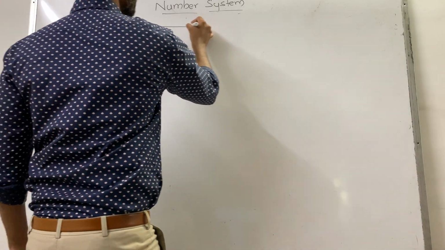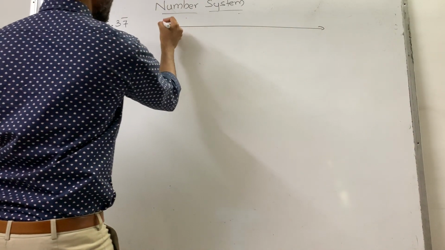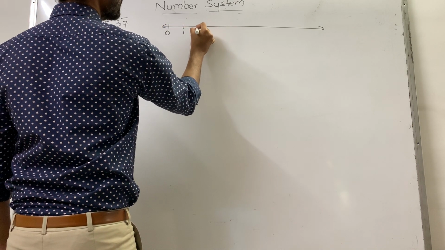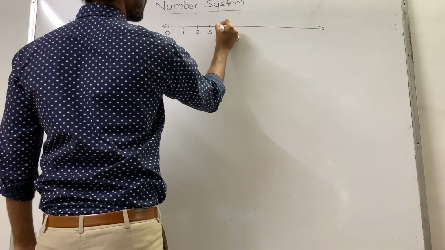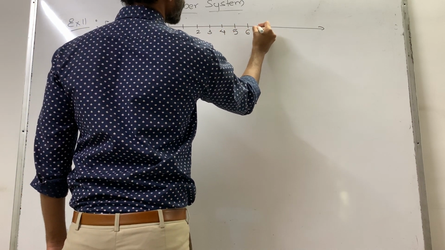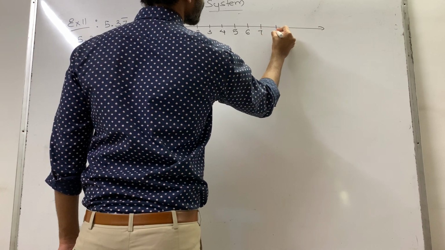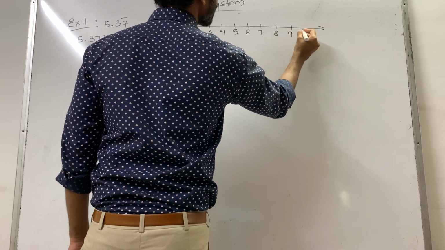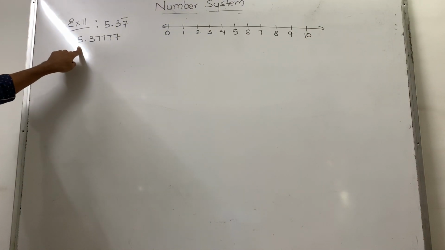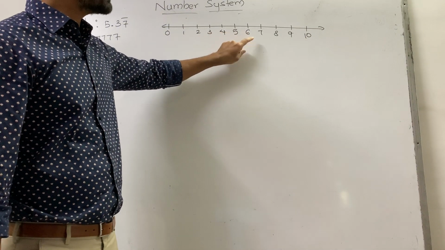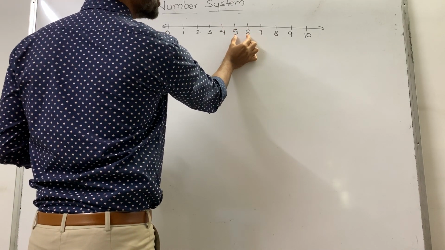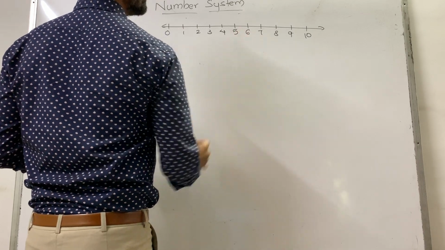So in step 1, construct a number line from 0 to 10. 0, 1, and so on. So that is step 1. Now we know this number will lie between 5 and 6. So in the next step, we are going to zoom the region between 5 and 6.